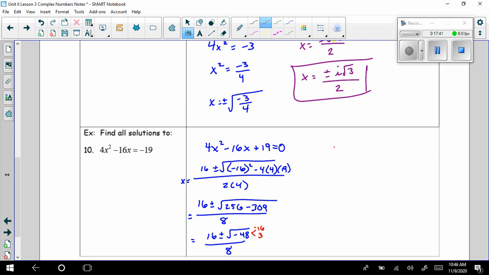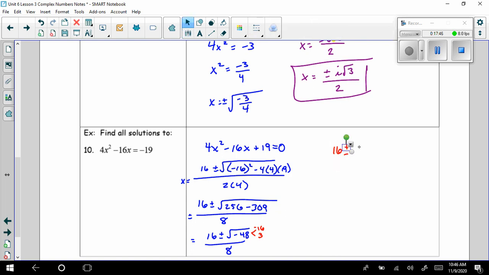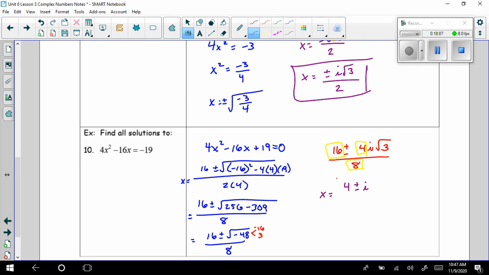I'm going to come up here into 16 plus or minus 4i root 3, all over 8. These outside numbers all have something in common, so we can reduce this one more time by 4. So our final answer is x equals 4 plus or minus i root 3 all over 2. And so those are our complex roots for that quadratic.